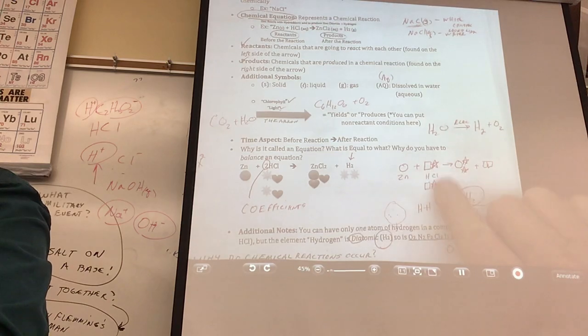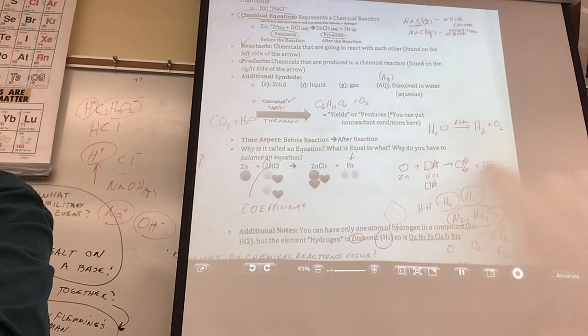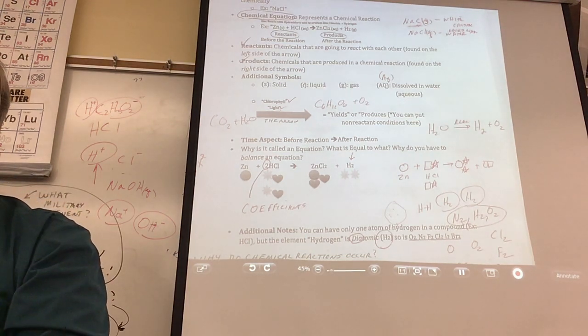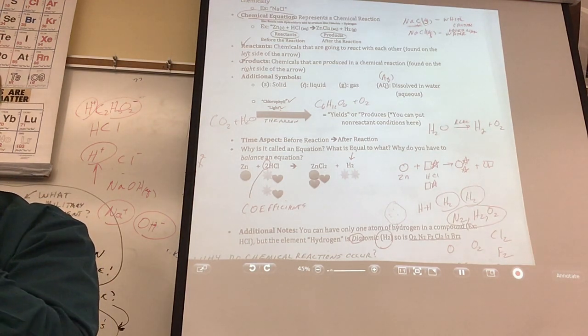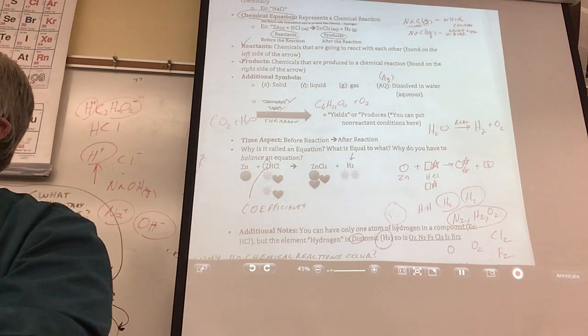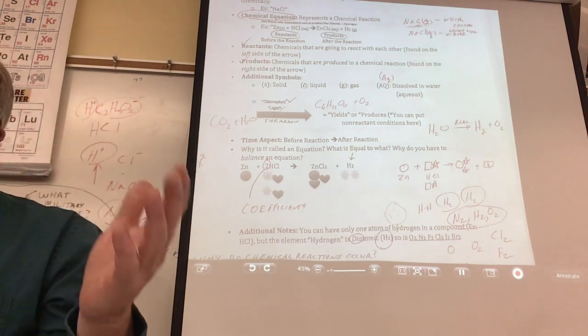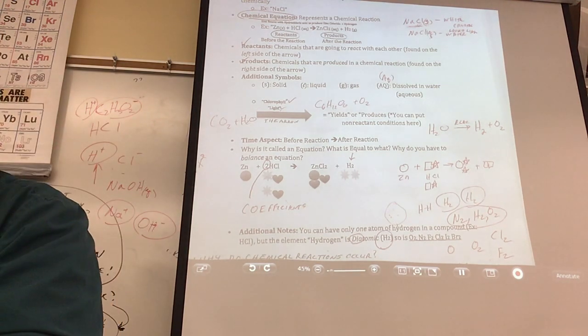What if I give you 2 of these things? Could I rearrange these now and make that? And he said, "Yeah, that makes a lot of sense now." And that's why we balance an equation, because you can't lose an atom out of nowhere, and you can't get a new one out of nowhere either.